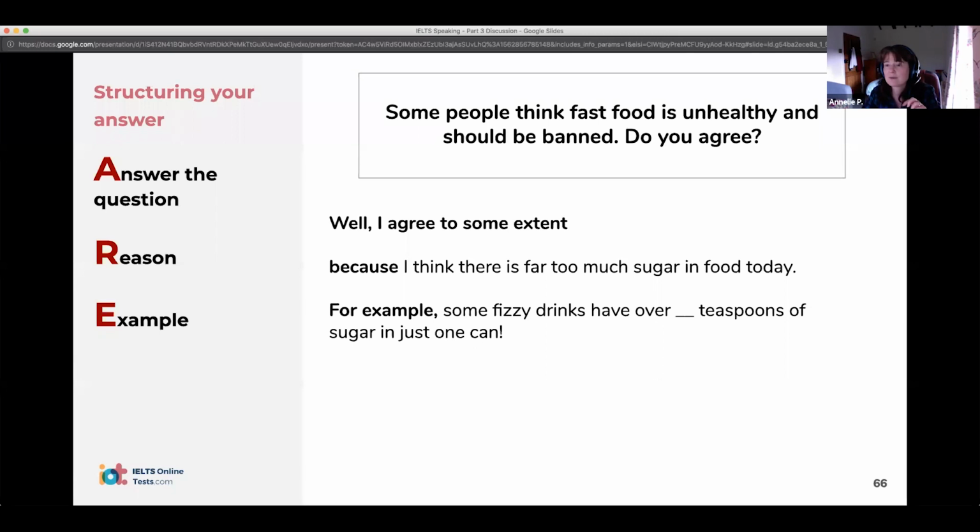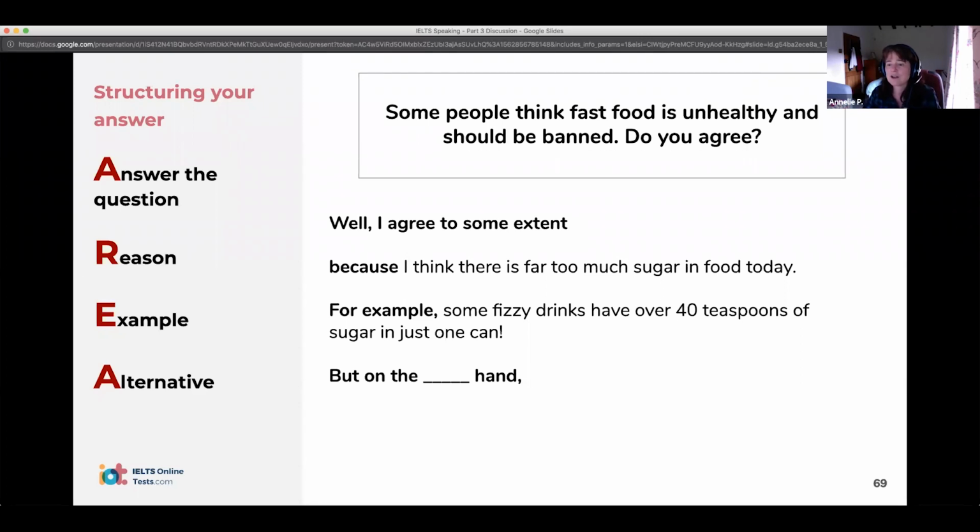Bit of factual information here. How many teaspoons do we reckon a fizzy drink is? Apparently 40 teaspoons of sugar in one can of fizzy drink. Wow, that should make you give them up immediately. So, a very specific example there with a fact. I don't know if it's a fact or not, I'm assuming it is.